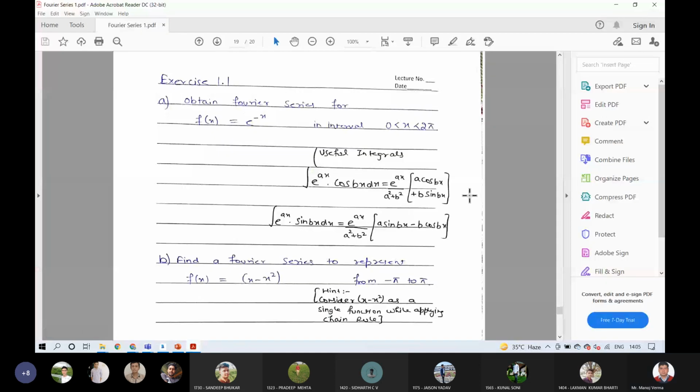So in last class, I gave you an exercise. In this exercise, there are 4 questions. The first question was, you are supposed to obtain the Fourier series for this function e raised to the power minus x in the interval 0 to 2 pi.